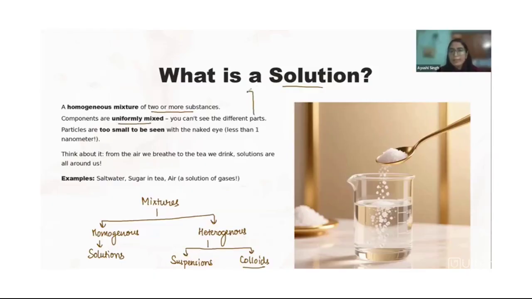So let's take our favorite experiment, salt plus water. If we are taking water and adding salt to it, it will be uniformly mixed and you won't be able to see it, because the particles are too tiny to be seen with the naked eye, even less than 1 nanometer. So you can imagine very, very teeny tiny. Examples of a solution would be salt water like we discussed, sugar in tea, and air. Air is also a solution of gases. You are unable to see them and it's uniformly mixed.